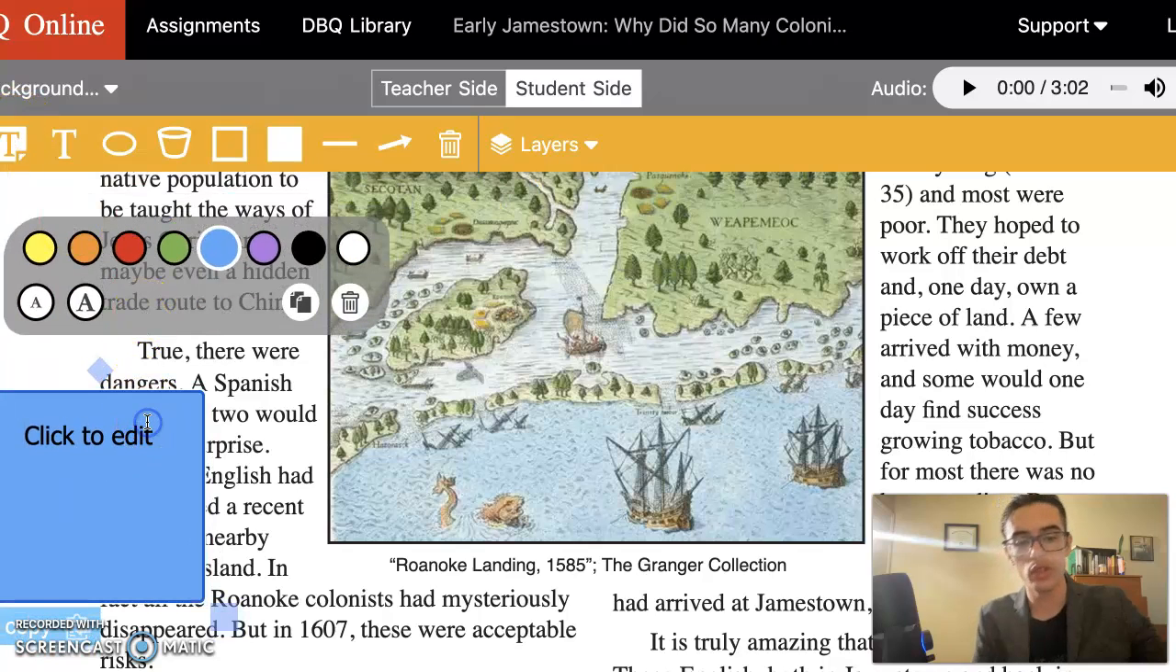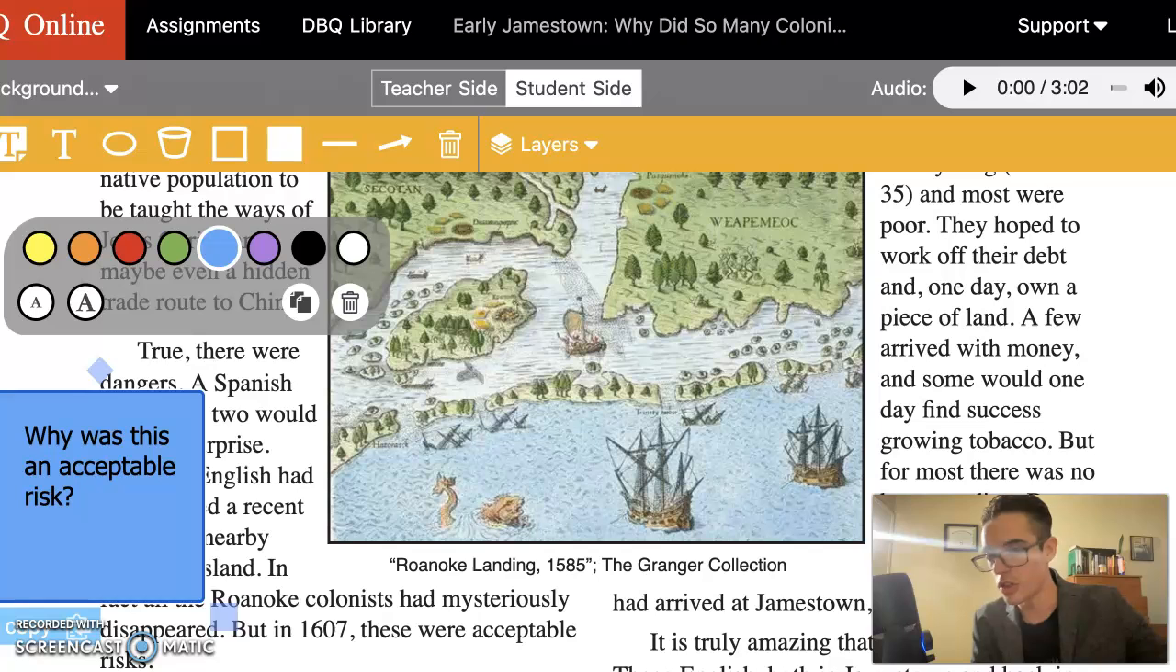So, if I was you, I might write down something like, why was this an acceptable risk? Because I don't know about you, but losing a couple hundred people would not be something that I was willing to do, right? If I lost 100 students, I would not still have a job as a teacher.